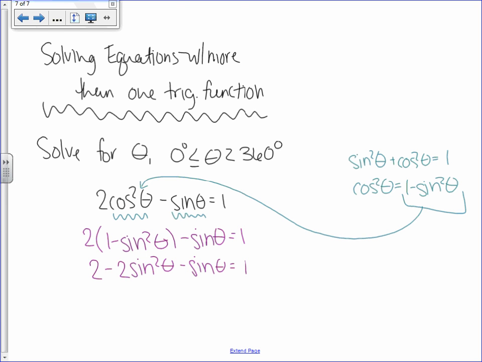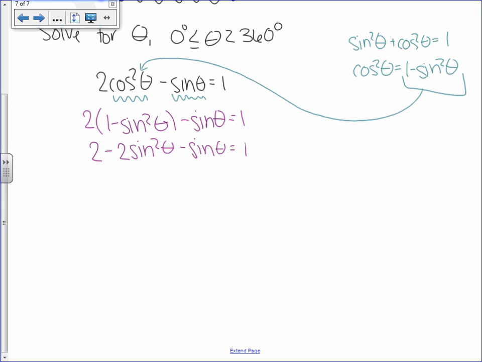Now this is just a quadratic that we can get equal to 0 and we can factor or use the quadratic formula. I'm going to make it so the square is positive, so I'll add over to both sides, and I'll end up getting 2 sine squared theta plus sine theta minus 1 is equal to 0. Then quadratic formula or factor, this does actually factor.